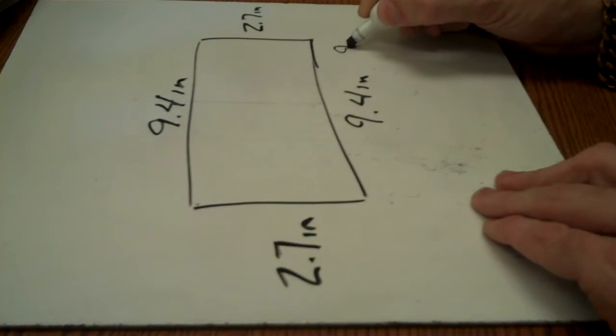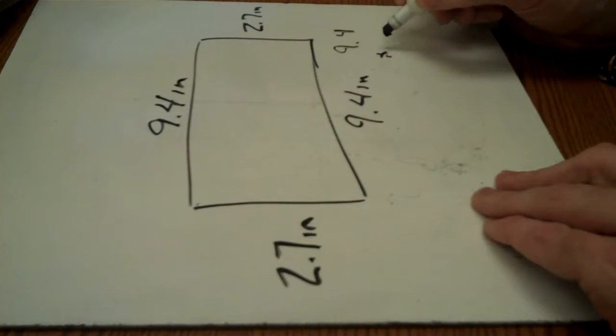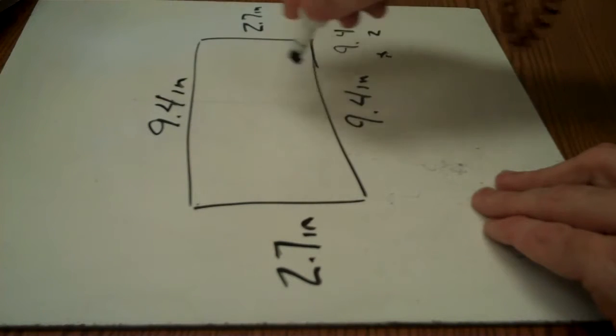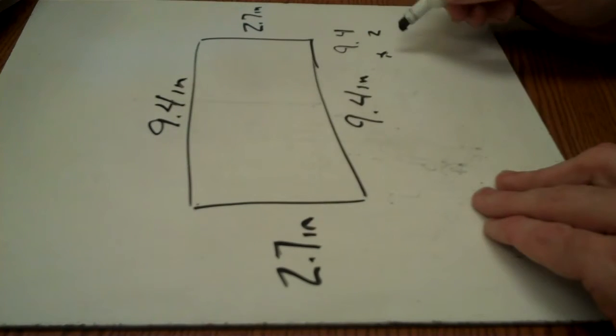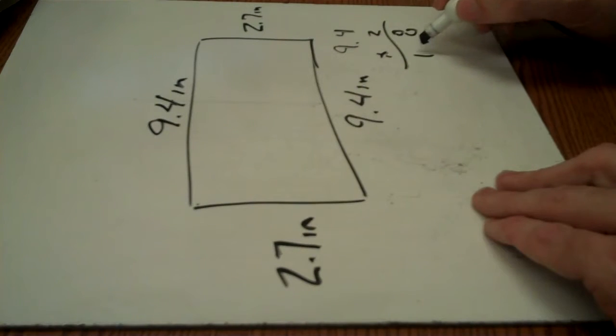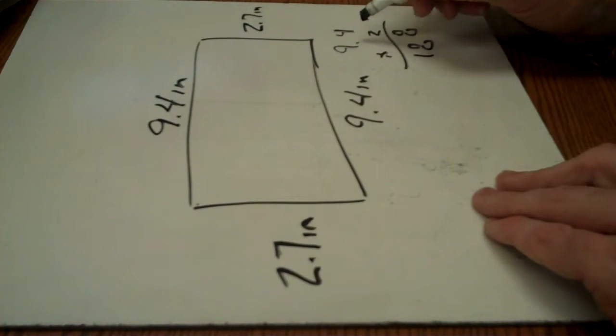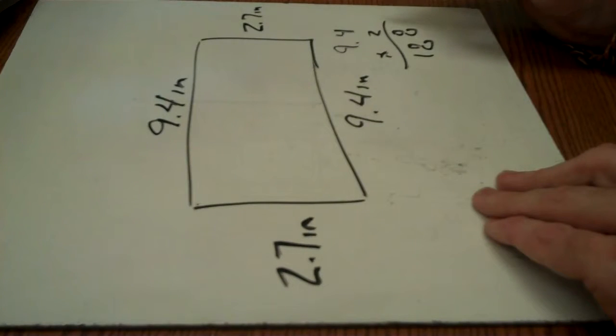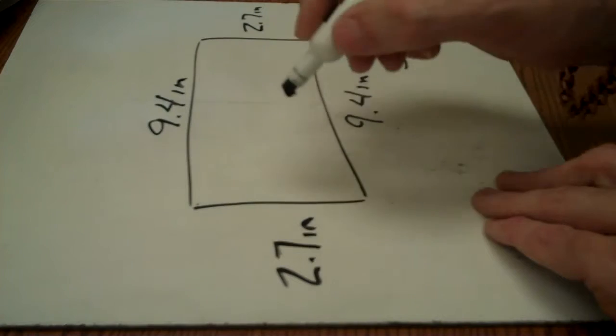So I'll do 9.4 times 2, and that'll take care of these 2 long sides. 2 times 4 is 8. 2 times 9 is 18. The decimal is in front of 1 digit, so I'll put it in front of 1 digit on my answer. That takes care of the long side.